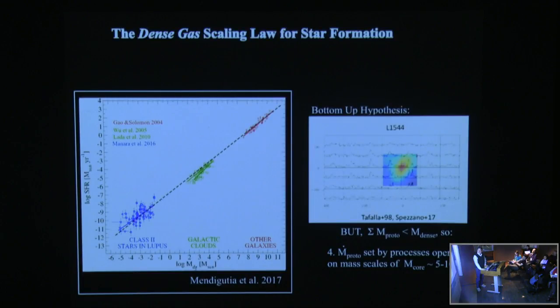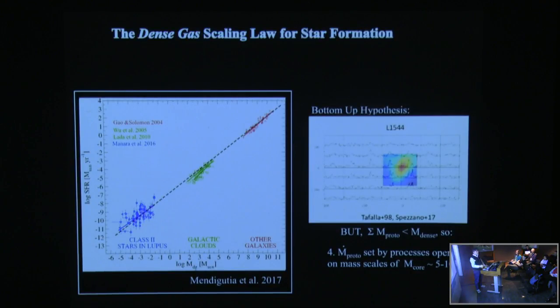And I'll just remind you that yesterday Phil Myers showed this slide that goes back to 1998 from Mario Tafalla and Phil, where they mapped the infall motions around the dense core L1544. At the time, it was very surprising to see that the infall motions were extended over fairly large volumes of space that go beyond just the simple protostar in the middle. So it's not completely crazy to think that the mass accretion rates of protostars are set by processes occurring on much larger scales than the tiny protostar itself.